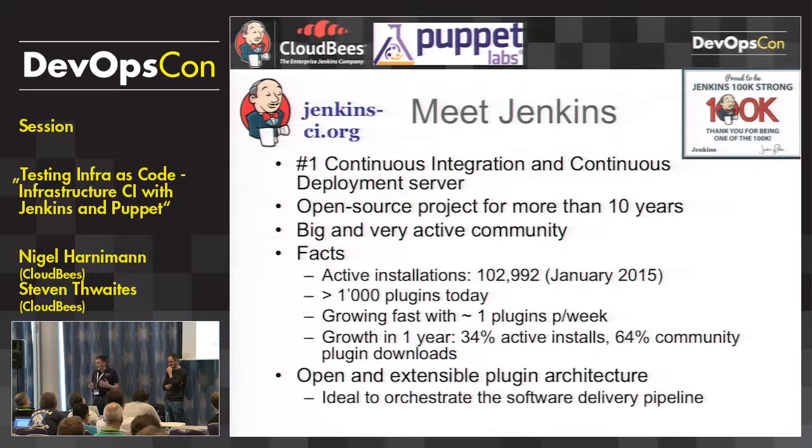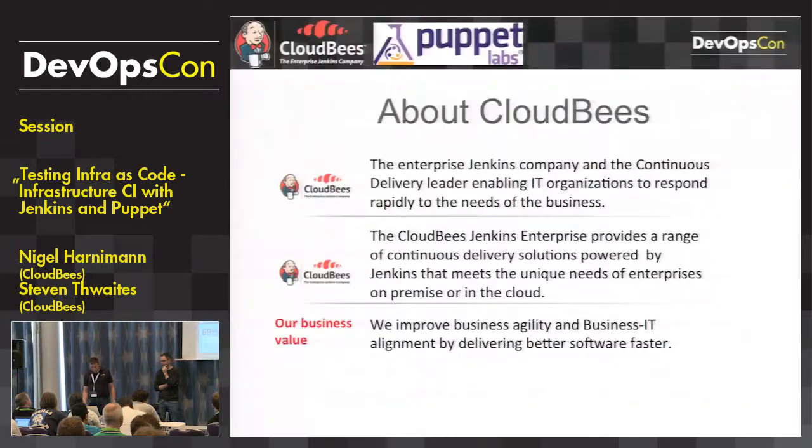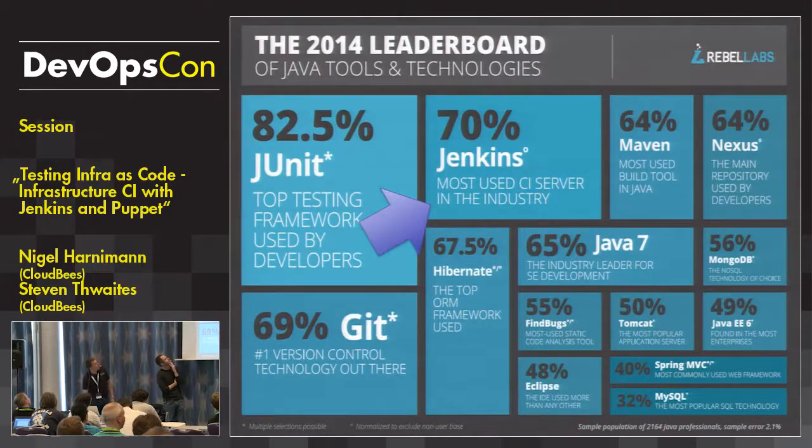The reason for that is it is open and extensible. People find ways of using it to do the jobs that they need to do on a daily basis. And just to sum up on that, a recent survey by Rebel Labs showed that Jenkins was used by 70% of Java projects. It's one of the most widely used tools, behind JUnit.